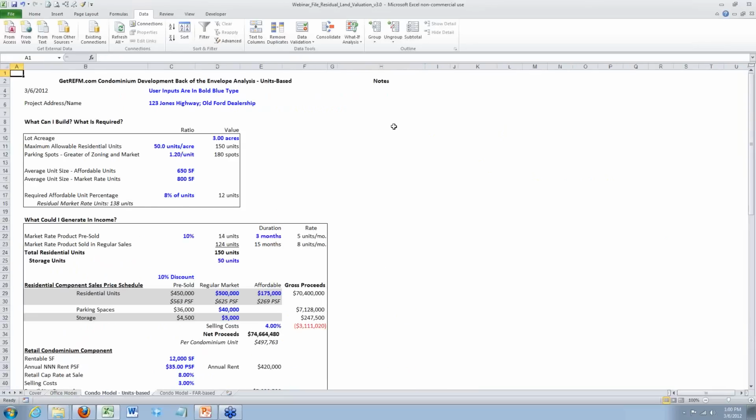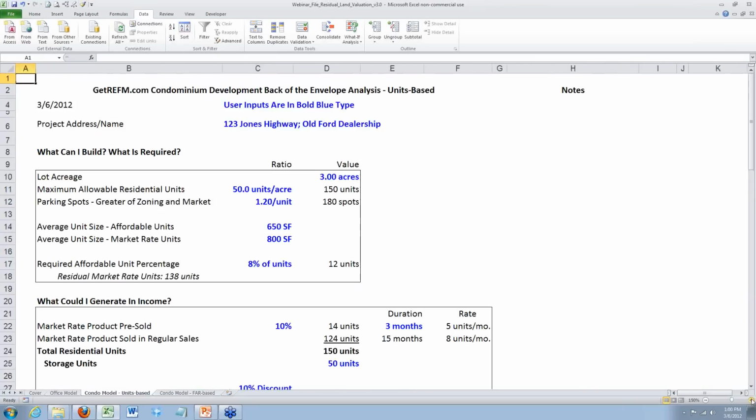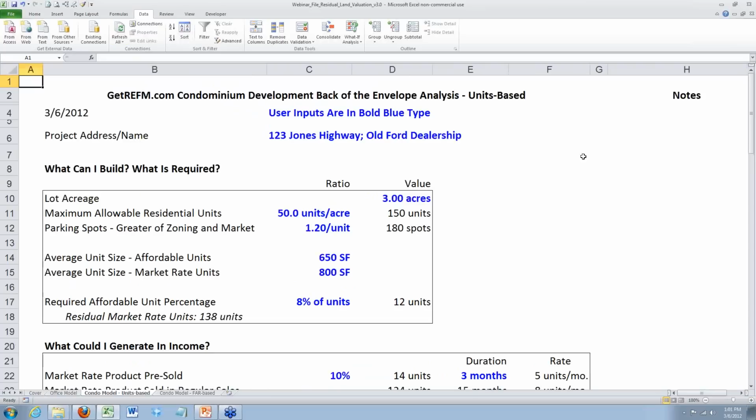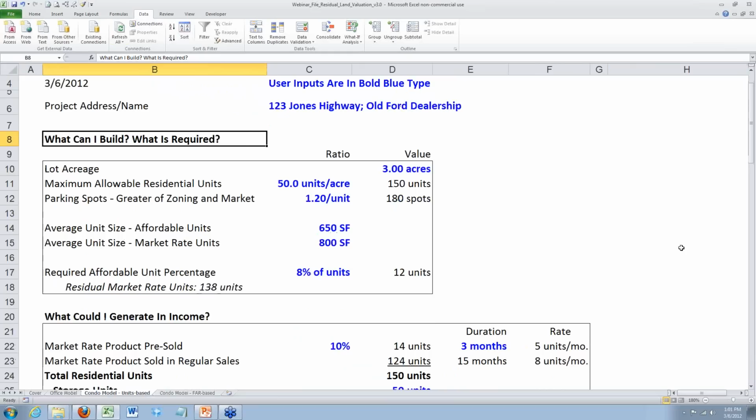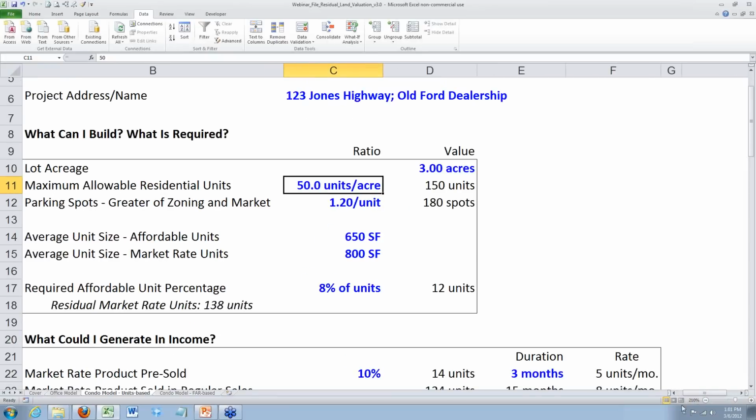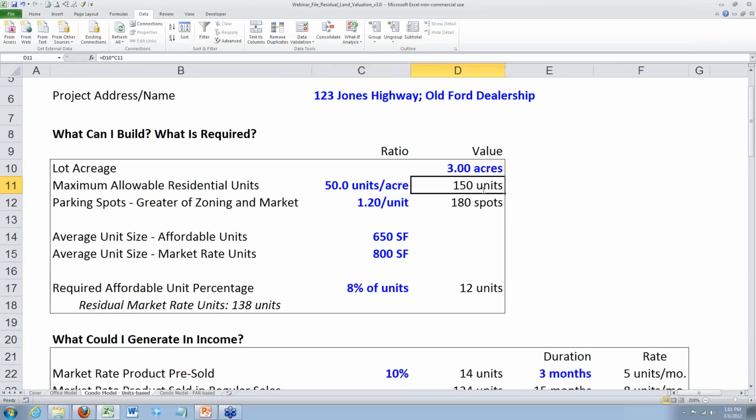We have the same thing here on the next tab, but for a condominium building. So this is slightly different, but we're really asking all the same exact questions. What could I build? In this case, we're looking at it on a units basis. Well, I have 3 acres, and the zoning restricts me to 50 units per acre at a maximum. So that means I can build a 150-unit building. How much parking do I need, and so on.